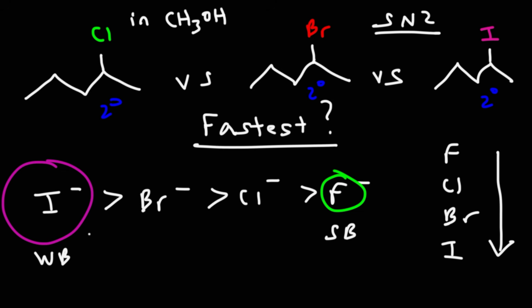So because we have a better leaving group, this is going to be the answer. So this is going to be the alkyl halide that reacts the fastest, 2-iodopentane. It's going to react the fastest in the SN2 reaction because it has the best or the most stable leaving group. So it's going to be very easy to kick off the iodine atom.